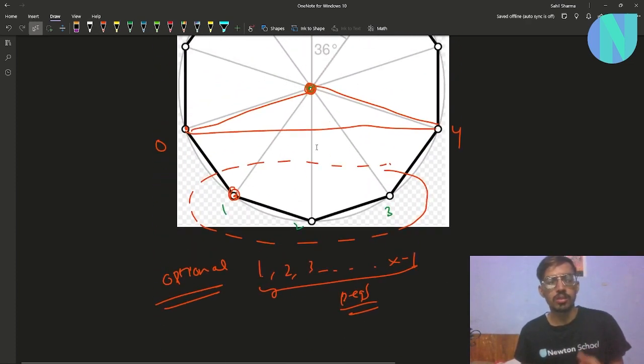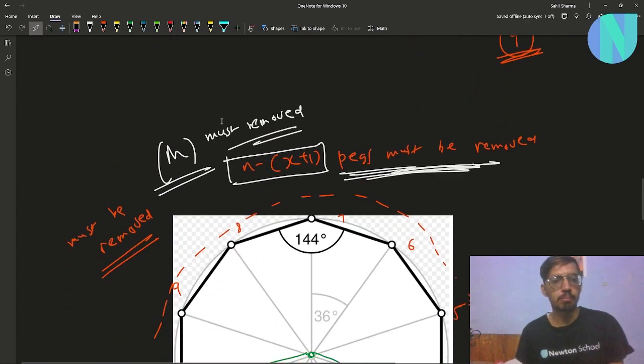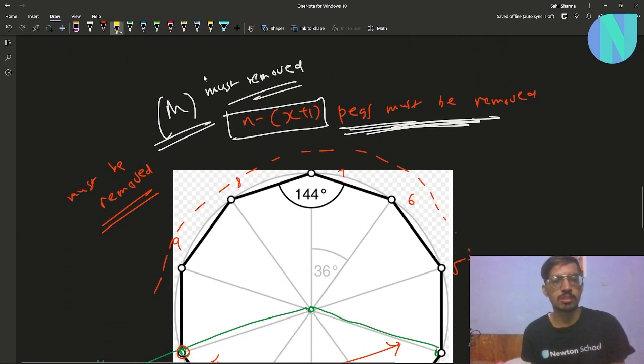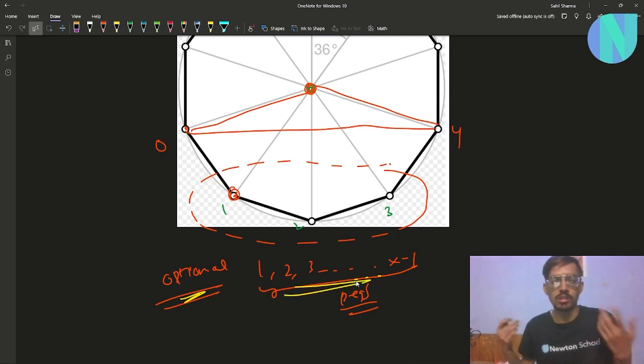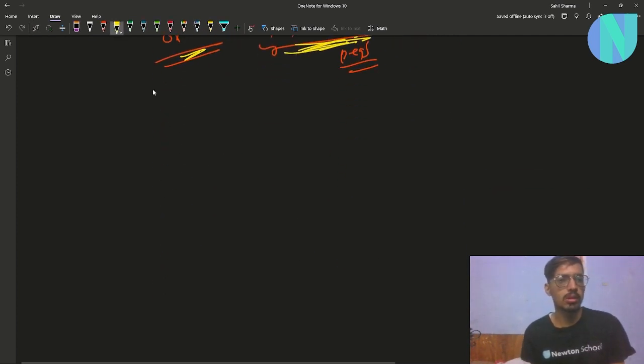So now we have two groups. One is M, the pivots that must be removed. They are n minus x plus 1. And then we have the optional pivots, from 1, 2, 3 up to x minus 1, that we can either remove or keep. We don't care about them. But there is one more group of pivots. Let's call them the last, right?